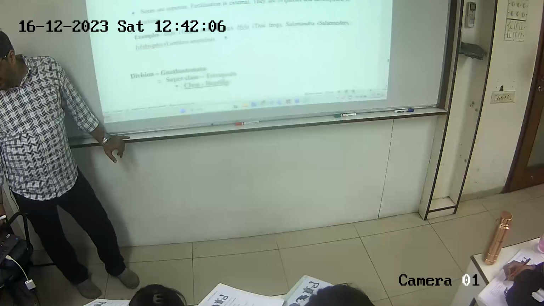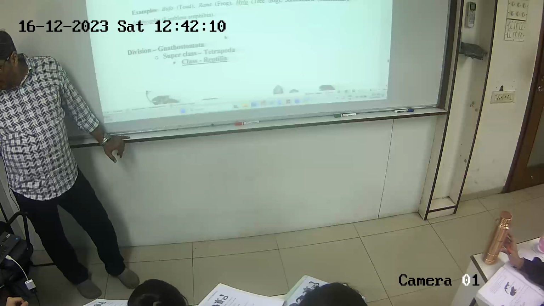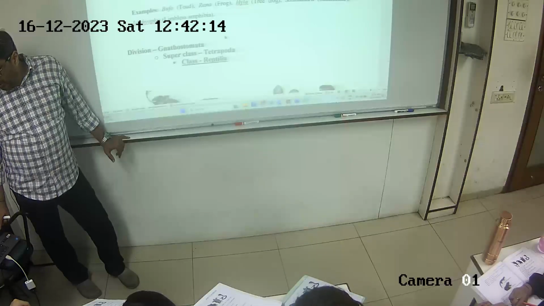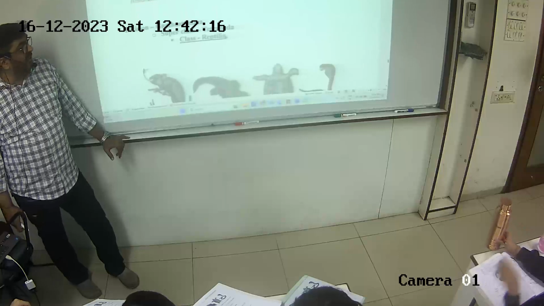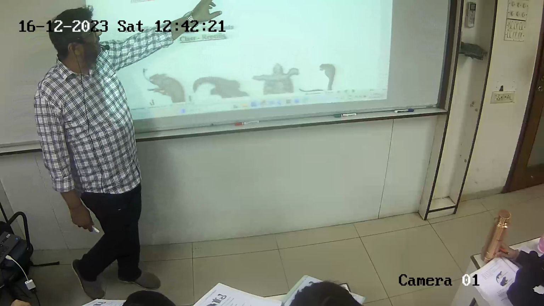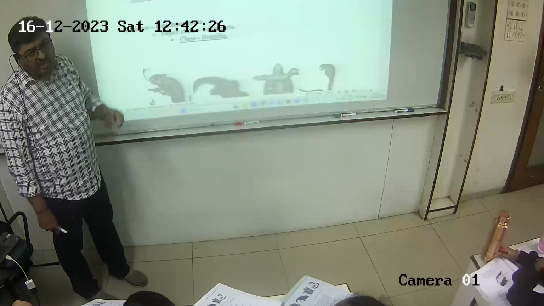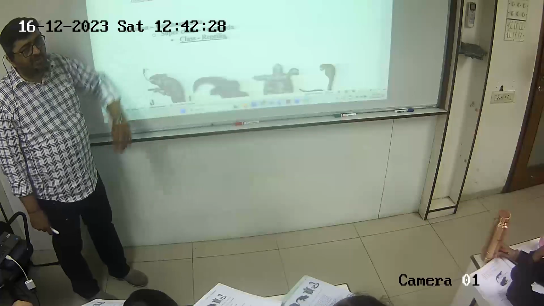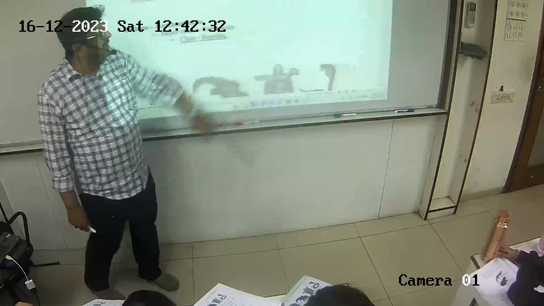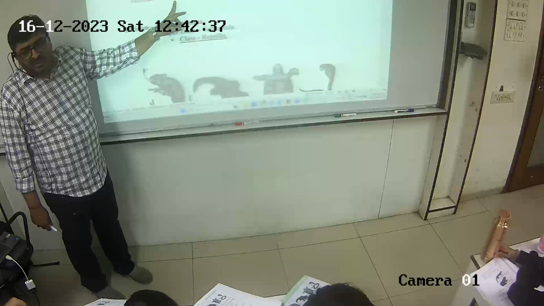Cold-blooded, sexes are separate, fertilization external, oviparous and development is indirect. Yes, amongst the examples we have the toad, which is Bufo, the frog, which is Rana, Rana tigrina. The name of the Indian frog is Rana tigrina because of its tiger-like stripes available on the back. Hyla is the tree frog, salamander, and as I mentioned, Ichthyophis is a limbless amphibian.